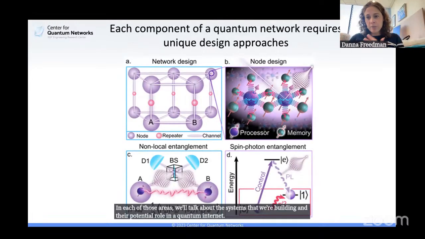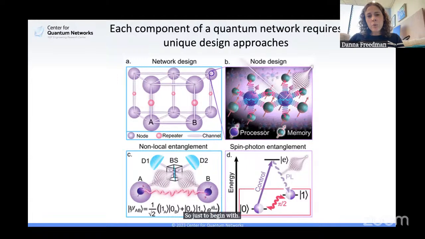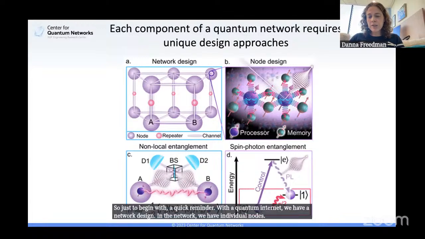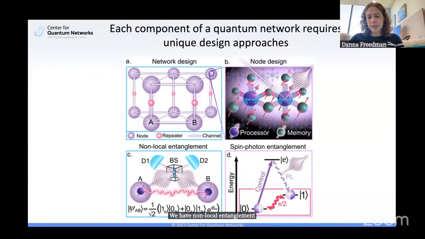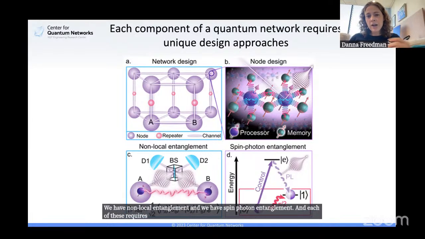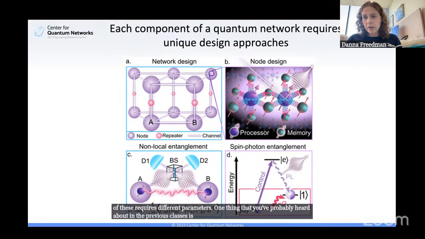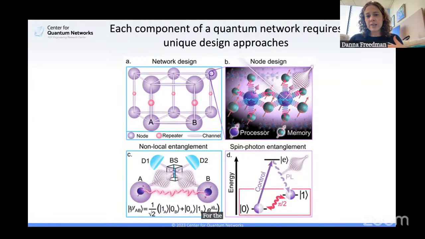So just to begin with a quick reminder, with a quantum internet, we have a network design. In the network, we have individual nodes, we have non-local entanglement, and we have spin photon entanglement. And each of these requires different parameters. One thing that you've probably heard about in the previous classes is how unique a quantum repeater is, how there are very special components for the quantum internet that don't exist in the classical internet. To create every one of these components, we need to think about materials and their design properties.